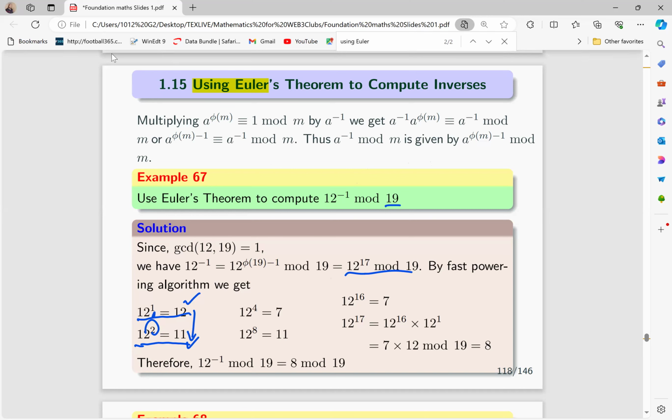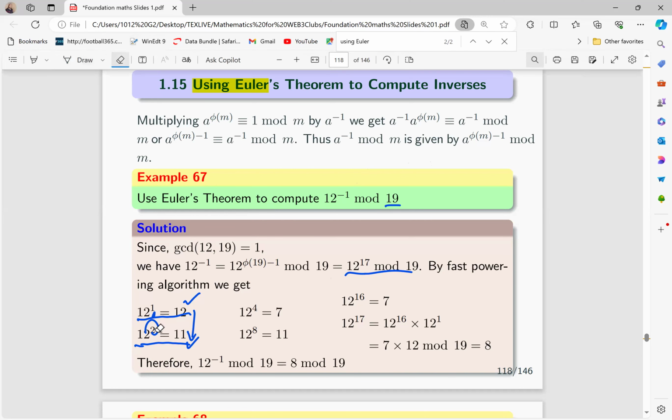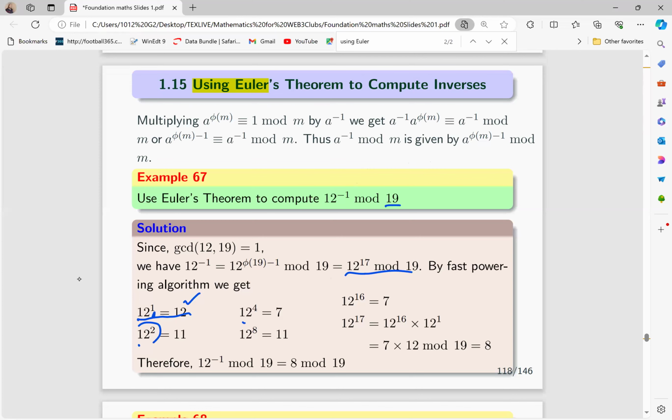Now let's square this part again to get the next. When you square this, you get 12 raised to 4. And when you square 11, you get 121. Divided by 19, it goes 6 times, and the remainder, which we write here, is 7.